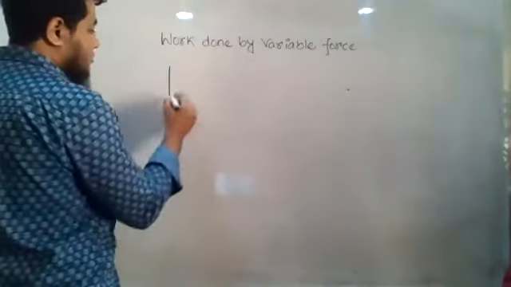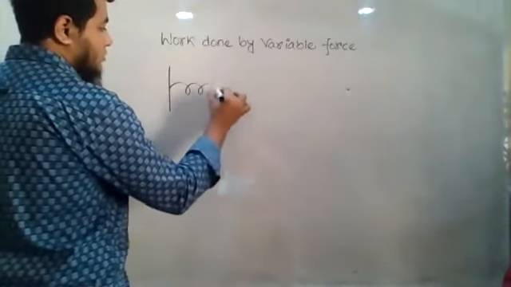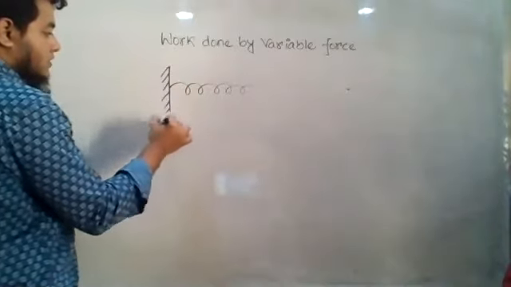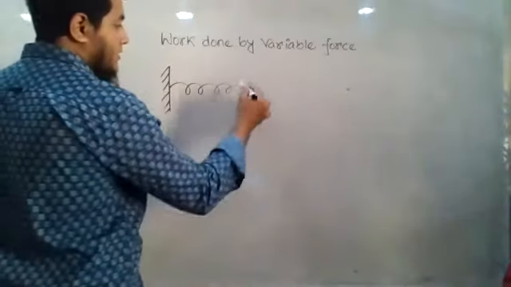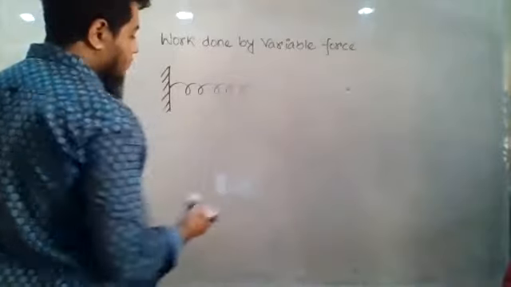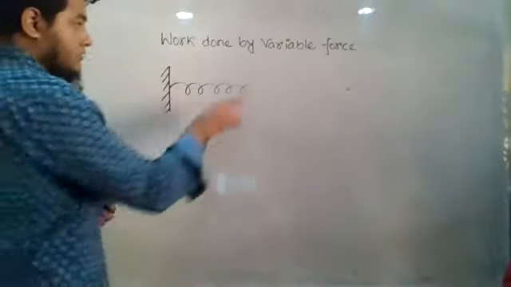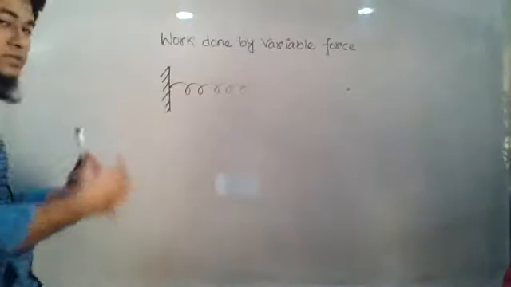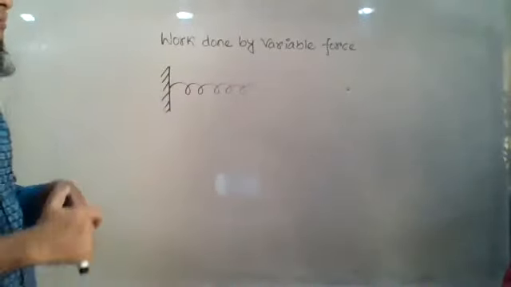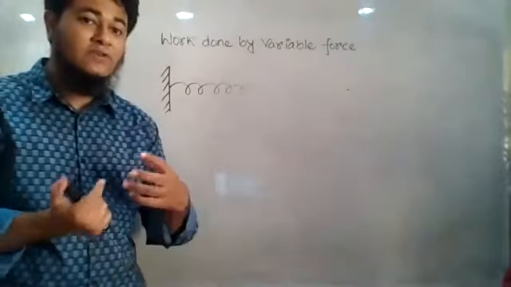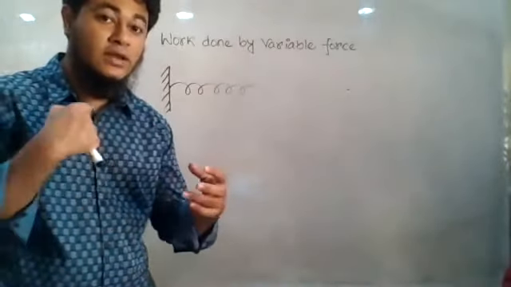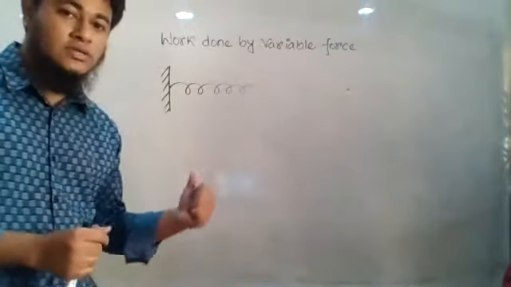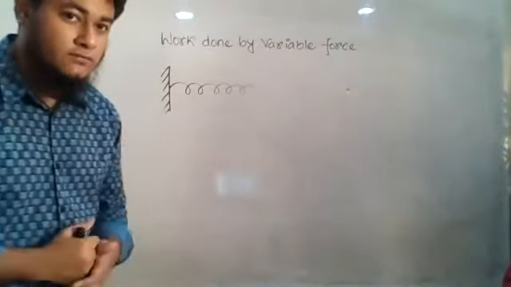So if a spring has one end rigidly attached to something, and the other end is free, you can apply some force on it. If you apply force in this direction, it will be elongated, and if you apply force in this direction, it will be compressed. Now in both cases, you will feel the presence of another force that is generated in the opposite direction of your applied force.